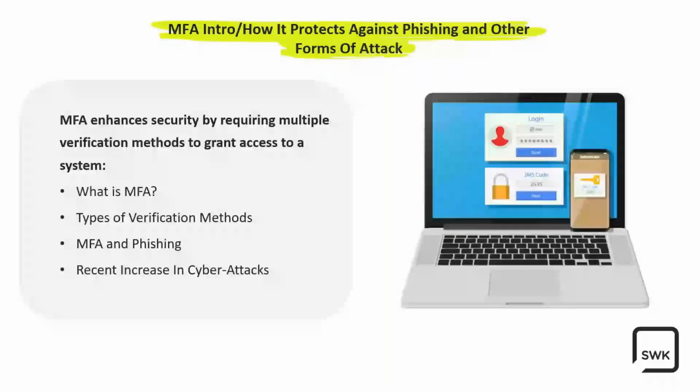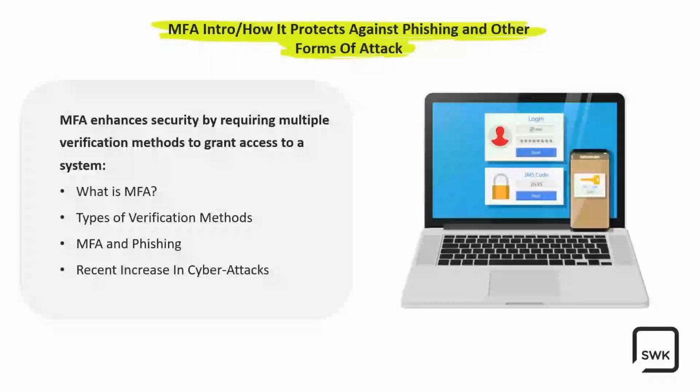So MFA, how does it protect against phishing and other forms of attack? Let's start real quick with what is MFA? MFA is a security process that requires a user to provide at least two or more separate forms of identification before granting access to an application. Some types of verification methods, authentication factors as we call them, fall into three categories. So something you know, like a password, something you have, such as a mobile device, and something you are. So think biometrics, a fingerprint, or facial recognition software.